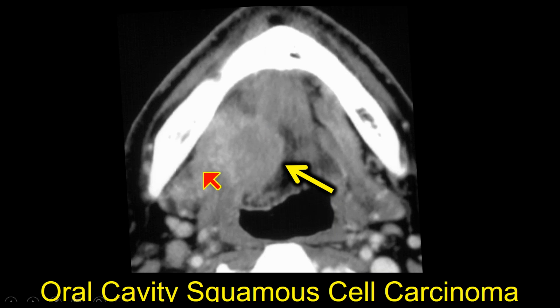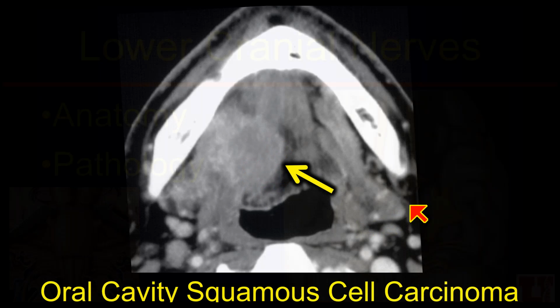It might look similar to a large tumor, as we see in this case, especially if the other side of the tongue has denervation changes. So in this case, we have a large oral cavity squamous cell carcinoma, and we see that increased density consistent with hypercellularity of this squamous cell carcinoma.